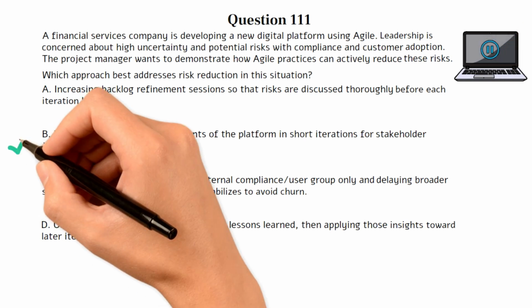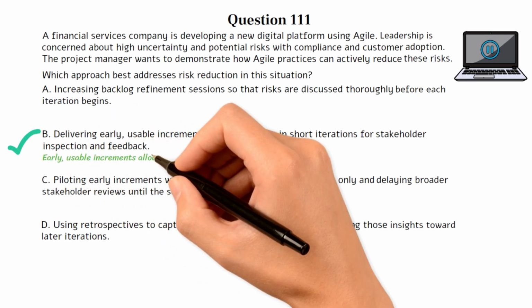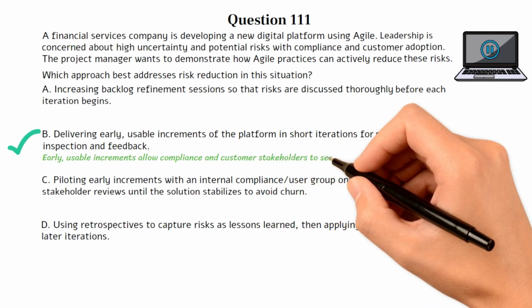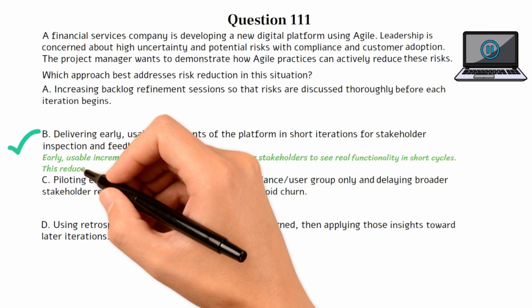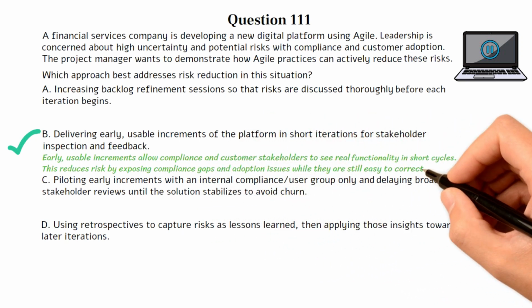The correct answer is B. This question tests your understanding of how Agile reduces risk through iterative delivery and frequent feedback. Agile teams minimize uncertainty not by predicting every risk up front, but by delivering working increments early and adjusting based on stakeholder input. Choice B is the best option because early, usable increments allow compliance and customer stakeholders to see real functionality in short cycles. This reduces risk by exposing compliance gaps and adoption issues while they are still easy to correct.